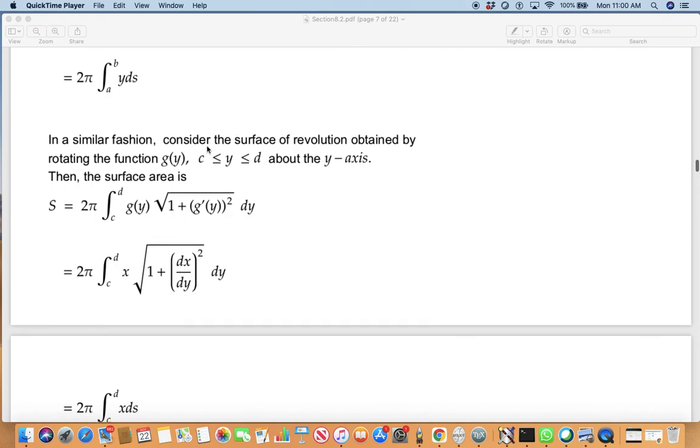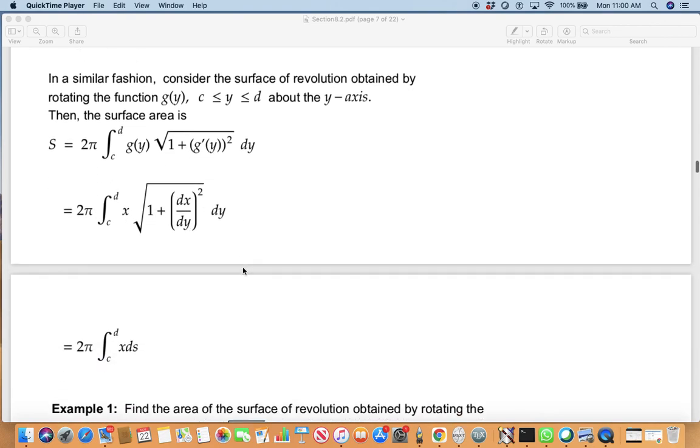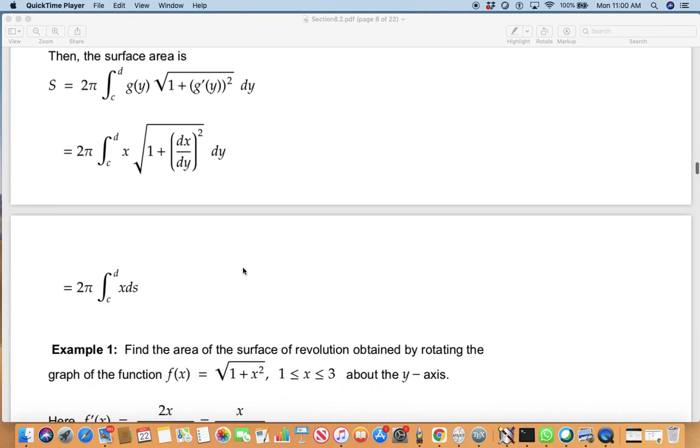In a similar fashion, you may consider the surface of revolution obtained by rotating the function g(y) about the y-axis. So here x is a function of y, g(y). So g(y) is x, and g prime of y is dx/dy. The problem is similar. It's just a change of rotation. You may say the integral from c to d of x ds.